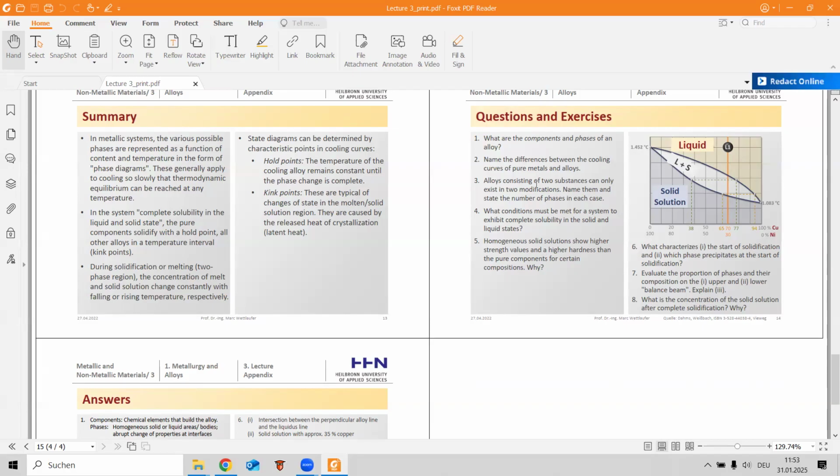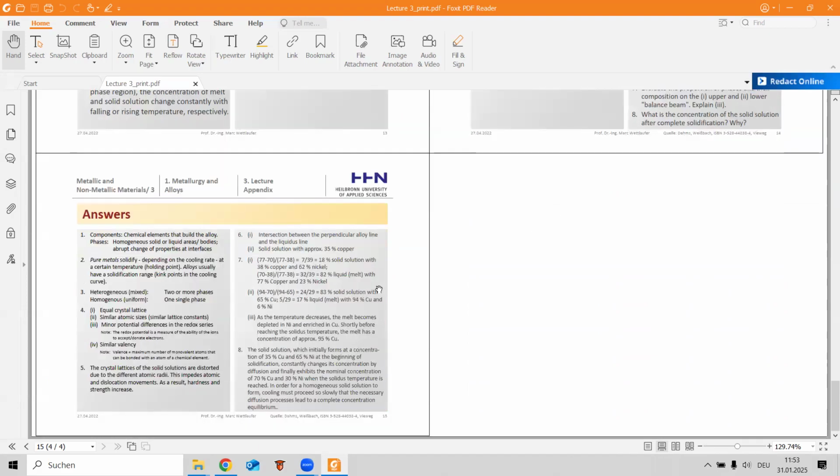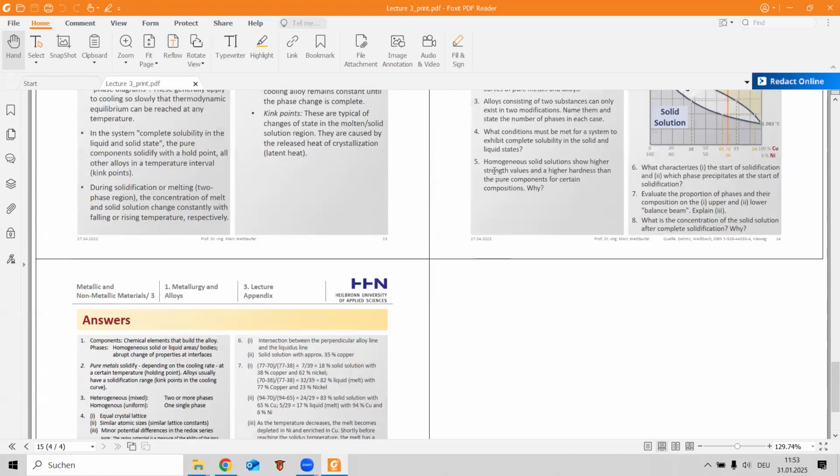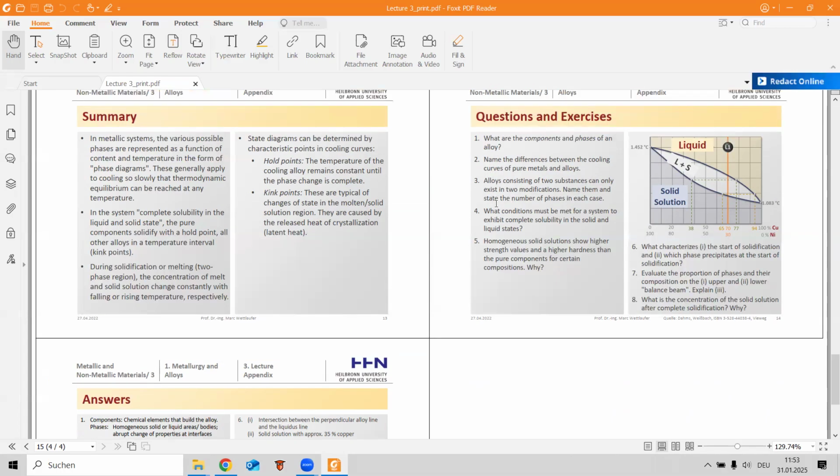An alloy consisting of two substances can only exist in two modifications. Name them and state the number of phases in each case. So it's heterogeneous, mixed, two or more phases, and homogeneous, uniform, one single phase. What condition must be met for a system to exhibit complete solubility in the solid and liquid state?